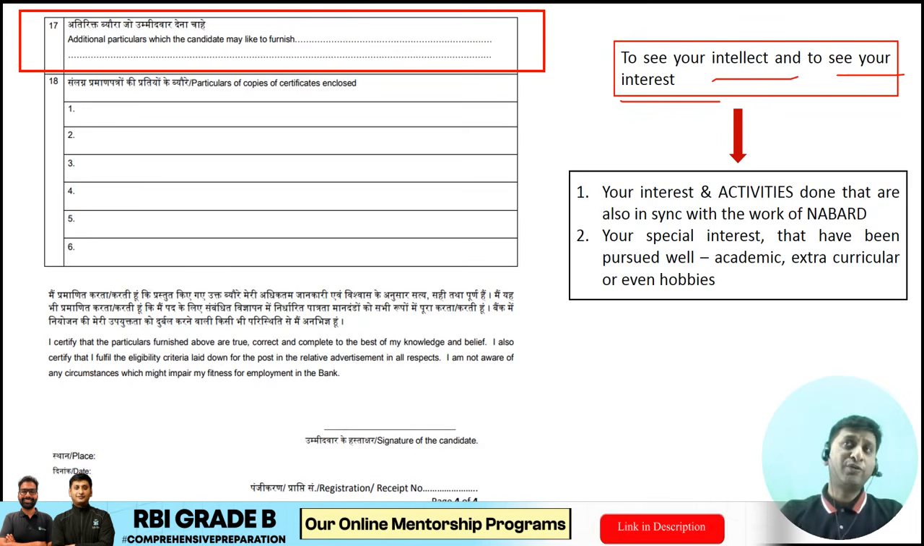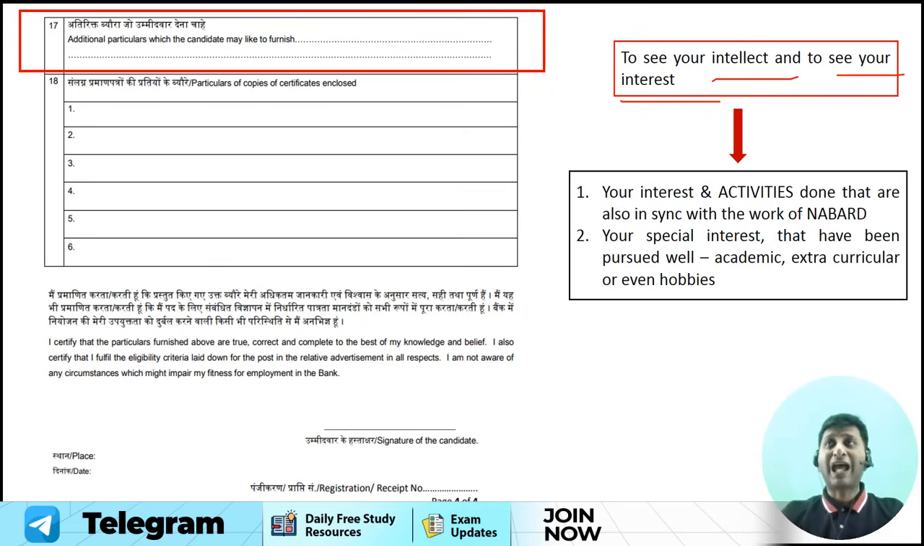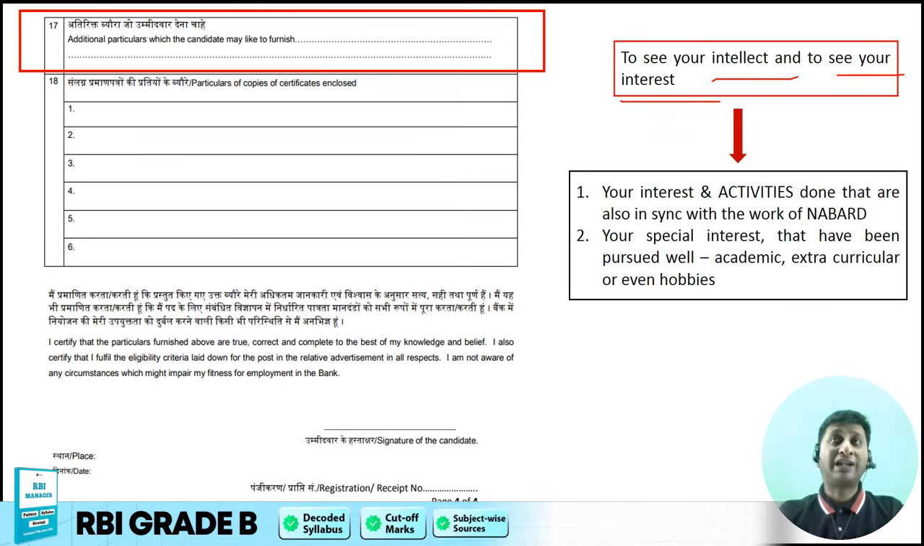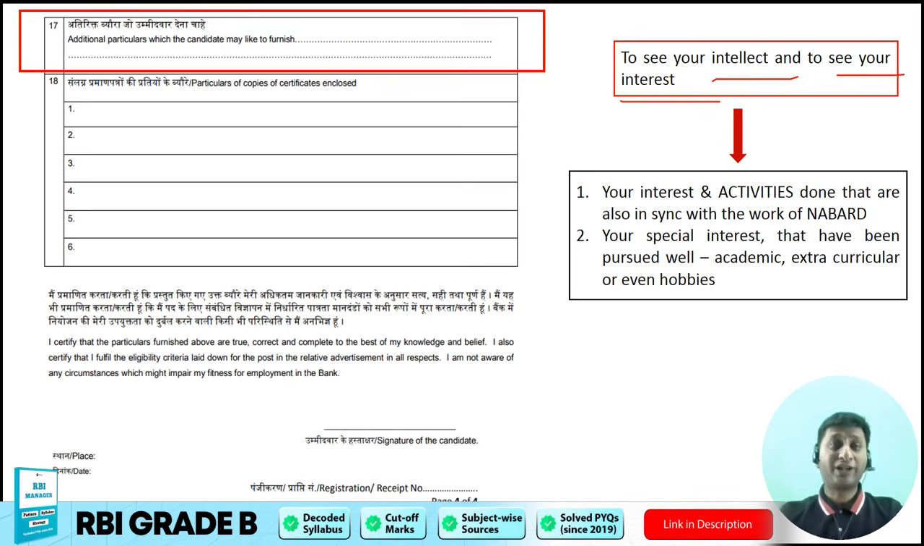Here, they just want you to mention something that actually makes you stand apart from the rest, something you have done which is unique to you. I would say just fill that kind of information here, and that should basically relate to your intellect.